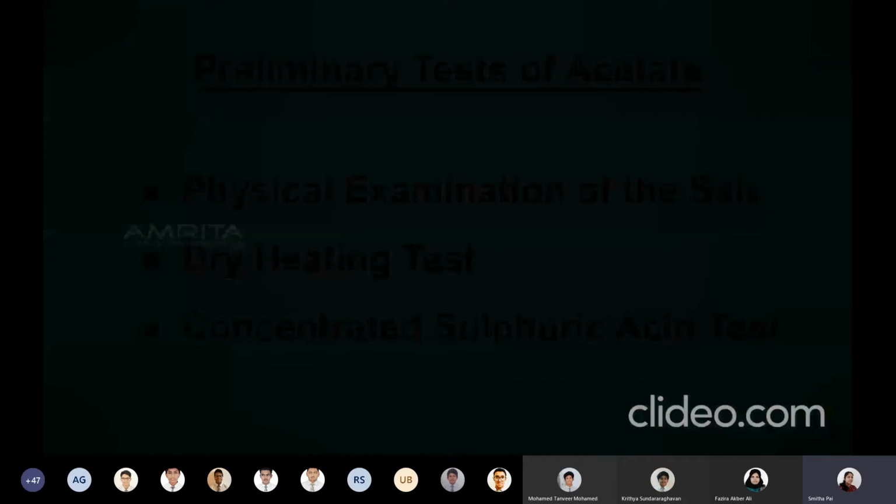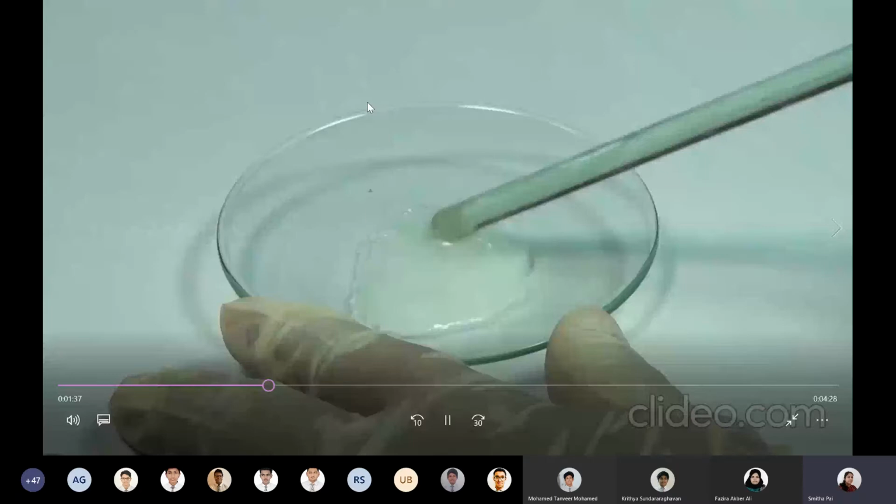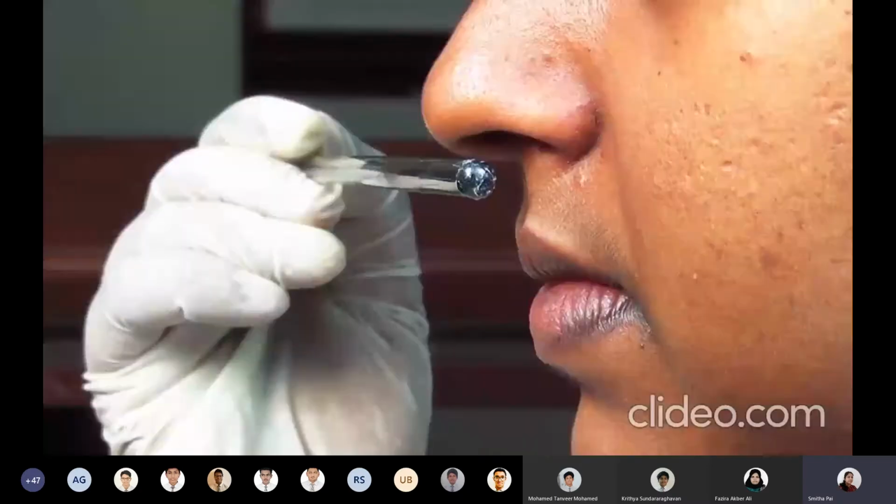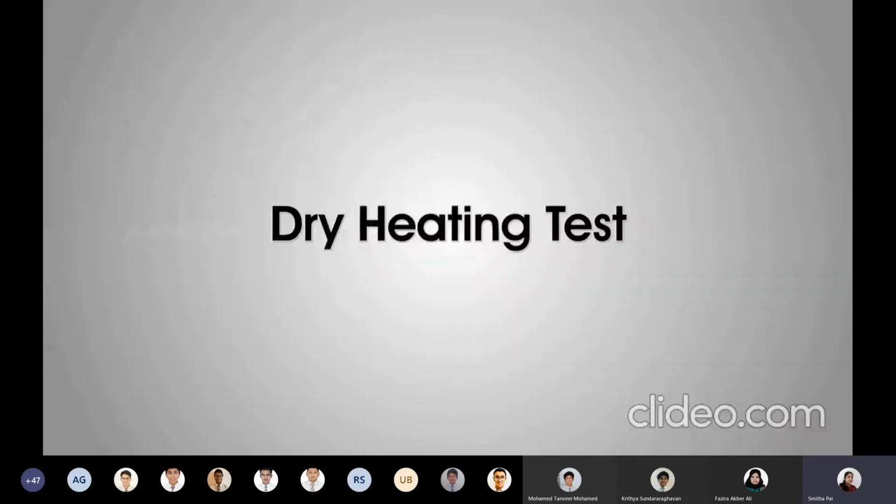Physical examination of the salt. Materials required: a small quantity of the salt in a watch glass, distilled water, and glass rod. Procedure: take a pinch of the salt in a watch glass. To this, add a few drops of distilled water. Now, take the glass rod and rub the salt with it and smell it. A vinegar-like smell indicates the presence of acetate. Dry heating test.